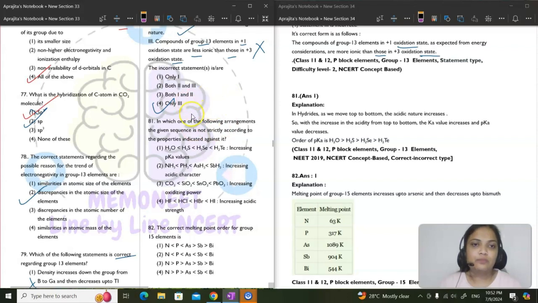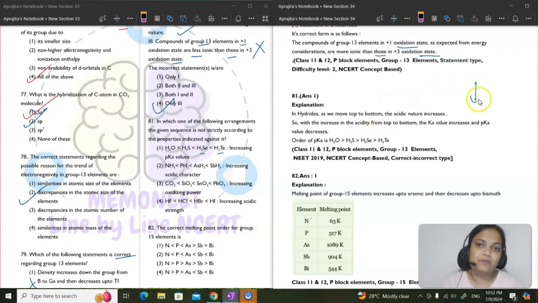Next is question number 81. In which of the following arrangements is the given sequence not strictly according to the properties indicated against it? Okay, so which one is not correct? Okay, so if I talk about H2O, H2S, H2Se and H2Te, increasing pKa values.